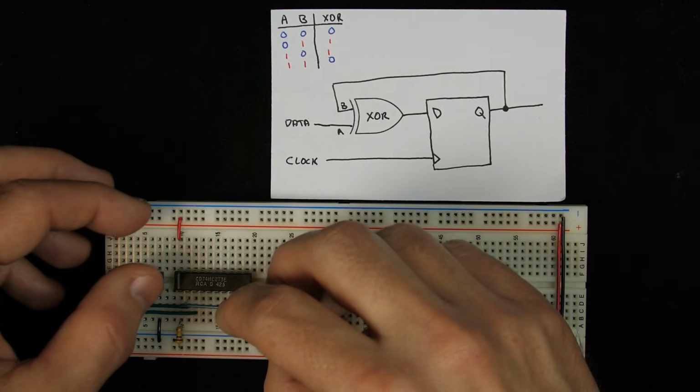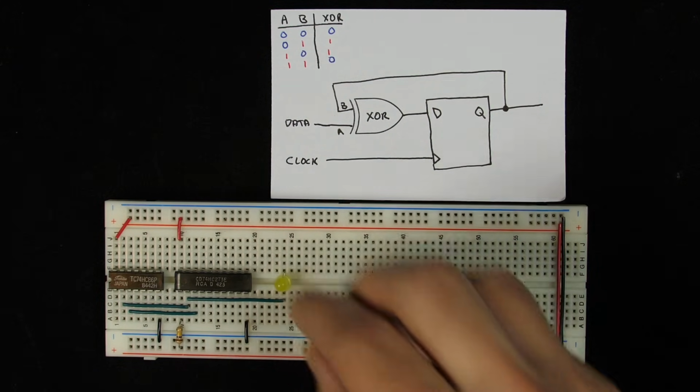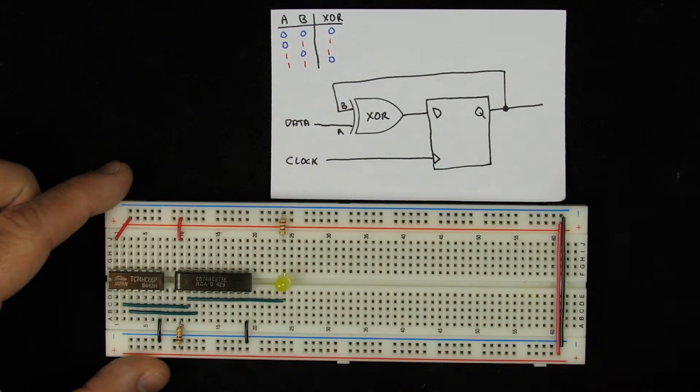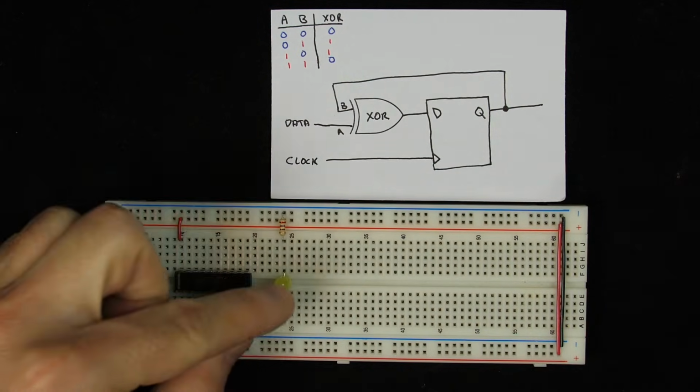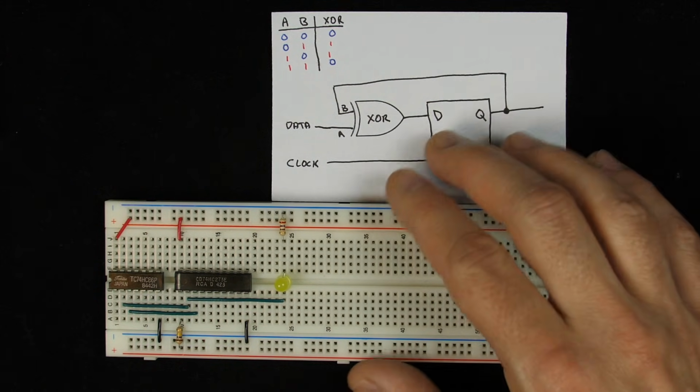And we also want to see what the output's doing, so I'll hook an LED up to that as well. And I'll connect the other side of the LED to ground through this resistor. And this is just a 270 ohm resistor. Anything that's a few hundred ohms ought to be fine just to limit the current through the LED. And so now we basically got this circuit built, we just need to hook up our inputs.